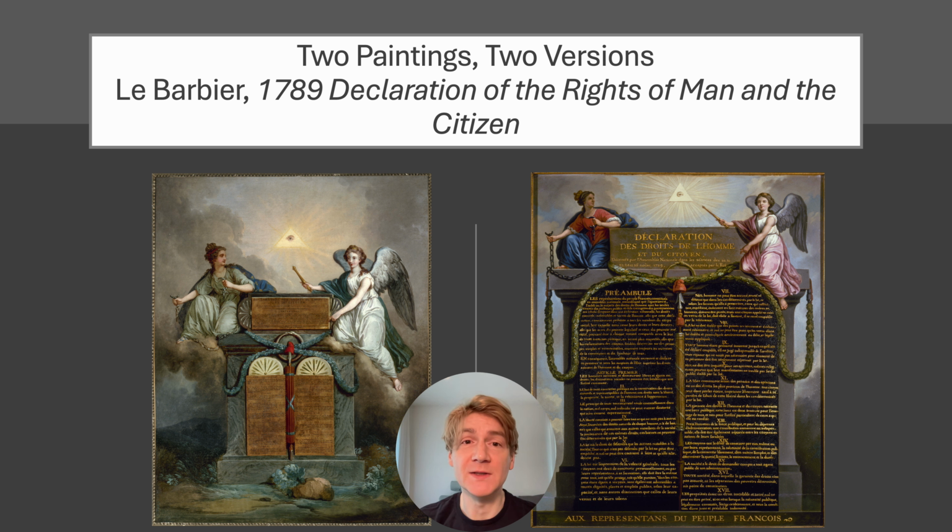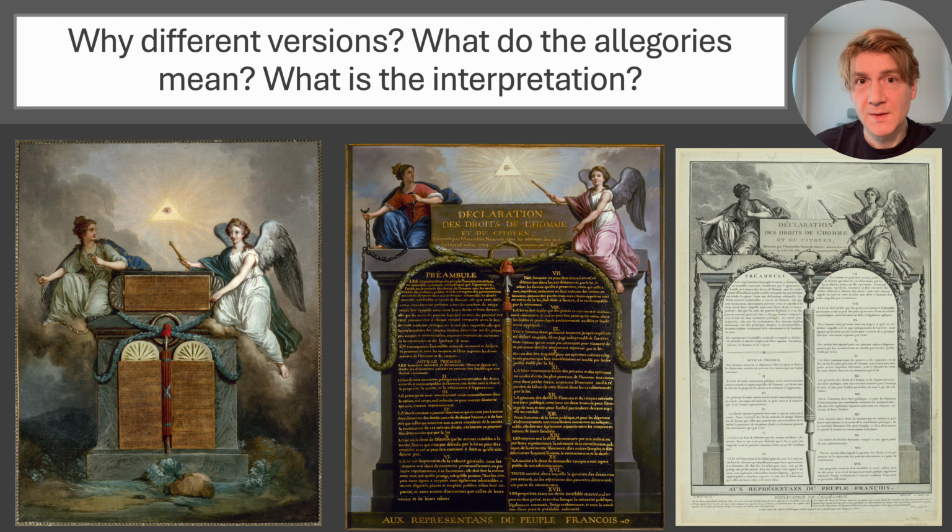And the one on the right is probably the one that you're most familiar with, as it's the most famous one and often used in books and web pages or any illustration of the 1789 Declaration or the history of human rights. There is also a third version, which is actually similar to the second painting in the middle, and which is an engraving signed by Le Barbier as designer of the composition.